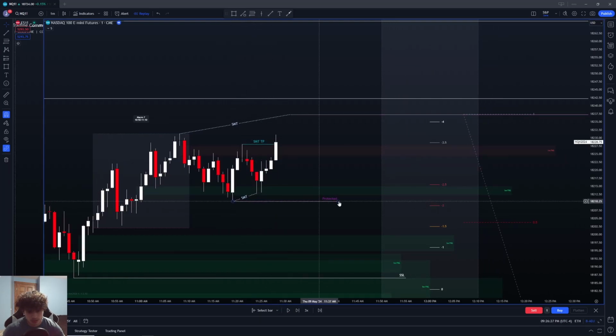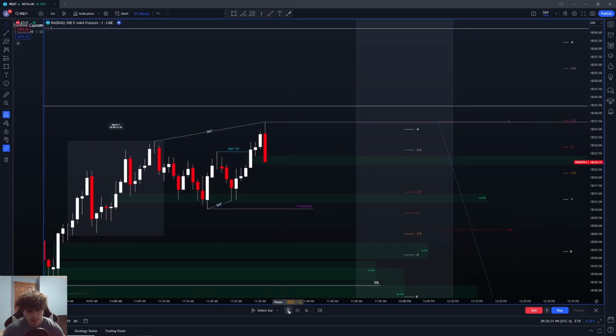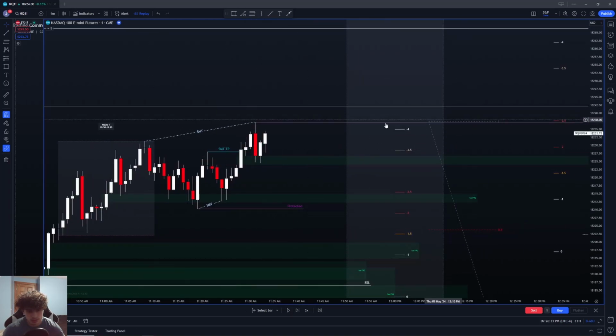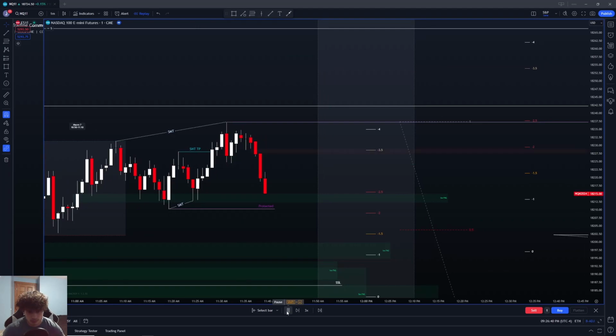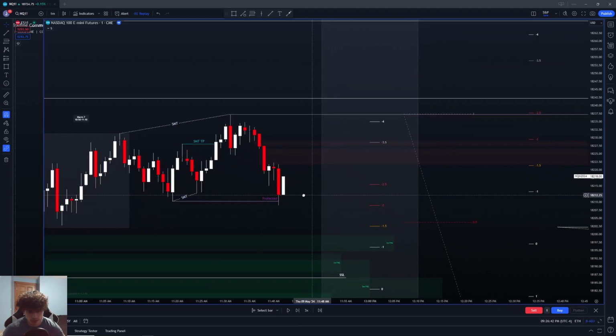Here we create an SMT. Here's protected low. Here's SMT TP. We get that hit. Travel a little higher. Create another SMT. This makes this a protected high. And then this is an SMT TP, which is also the protected low of this previous SMT. We head lower, take this protected out.